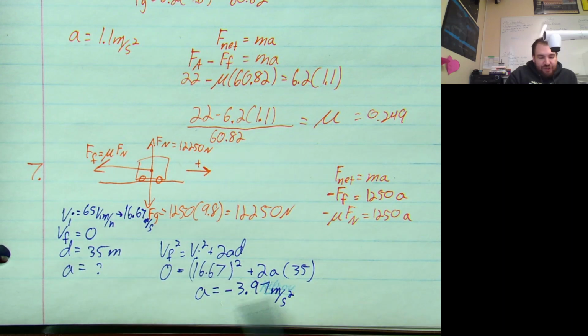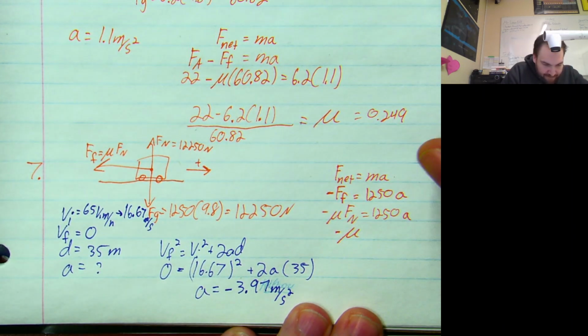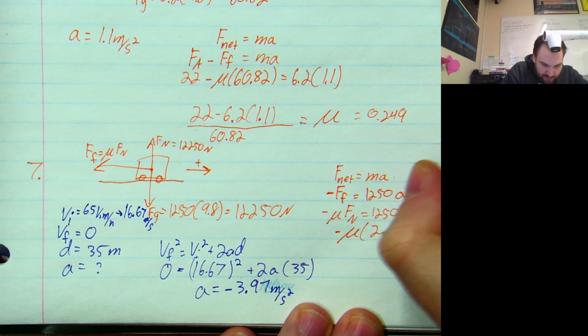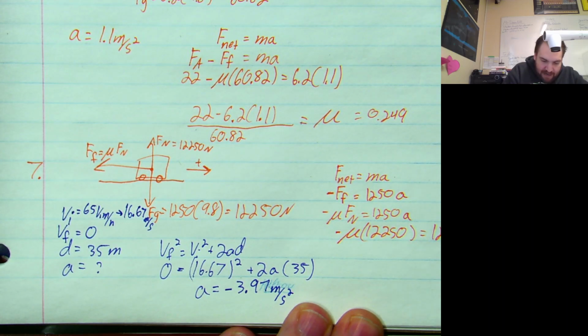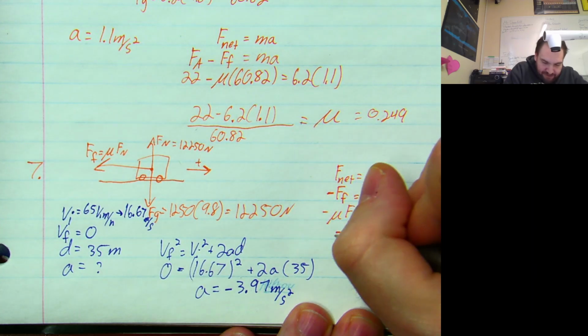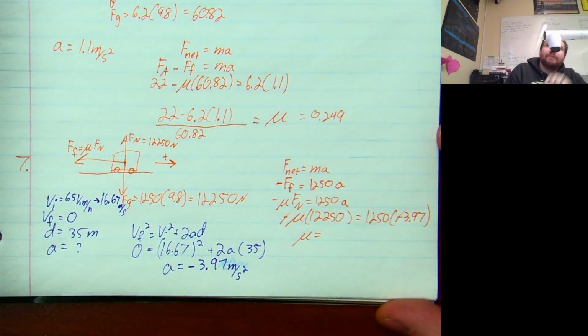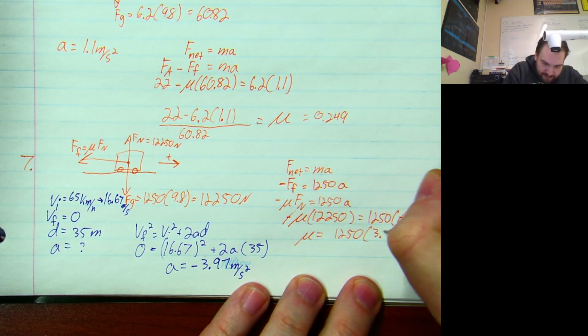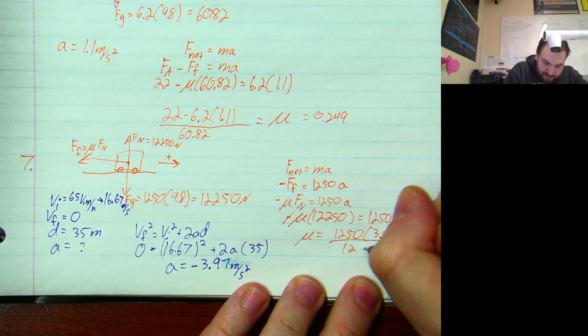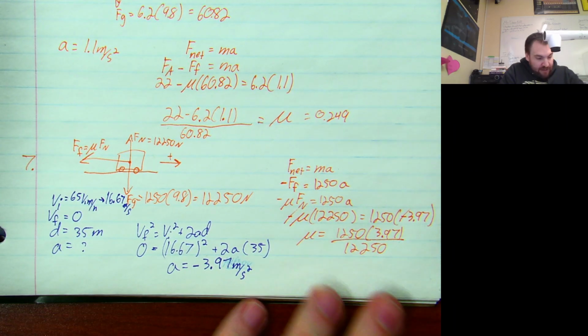So now we're going to take this and we're going to shove it in there. So I've got now negative mu Fn is 1,250 equals 1,250 times negative 3.97. Mu then is going to equal, these negatives are going to cancel. Oh, sorry, we'll zoom out a little bit here. 1,250 times 3.97 divided by 12,250. That should be mu.